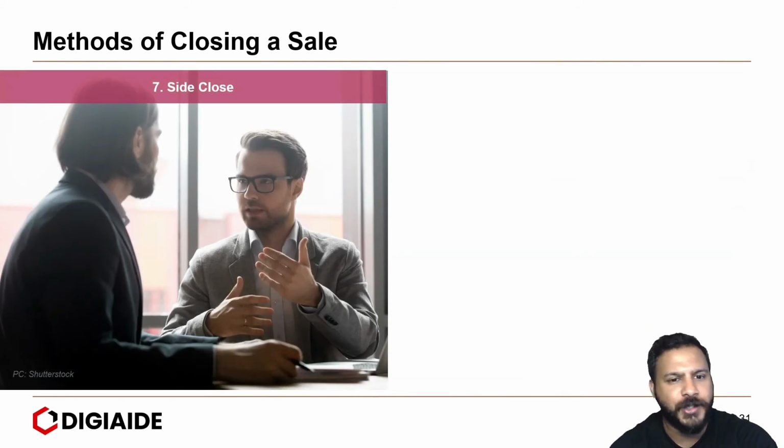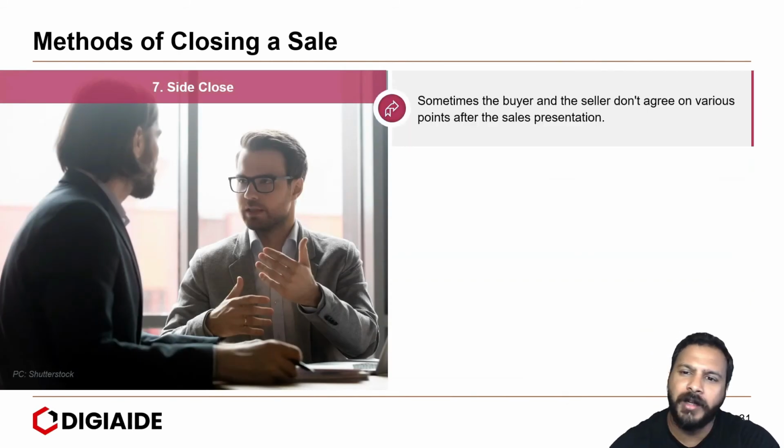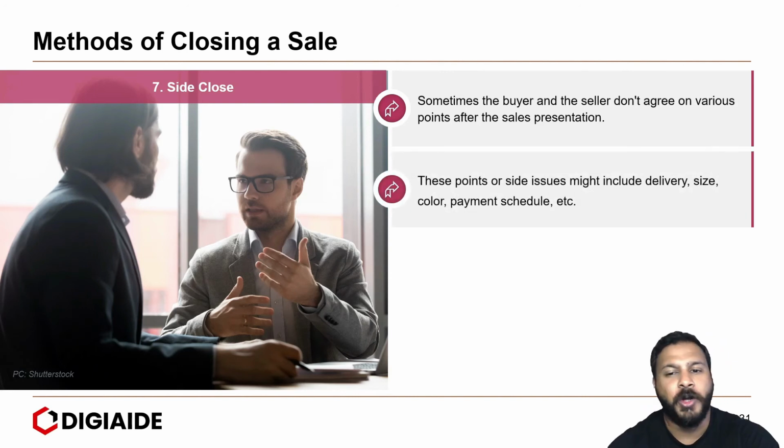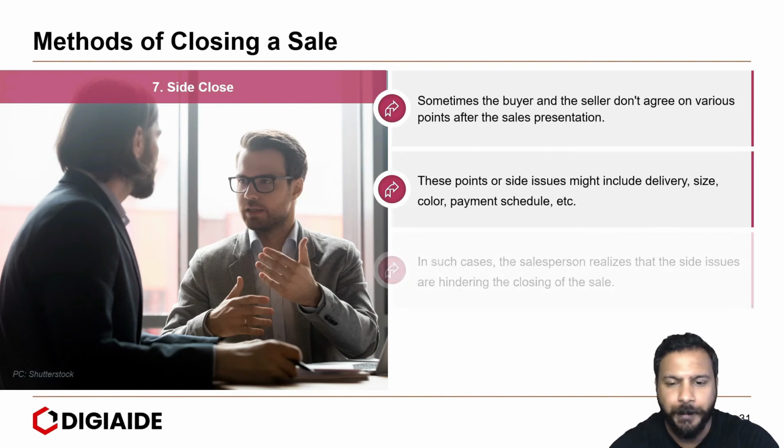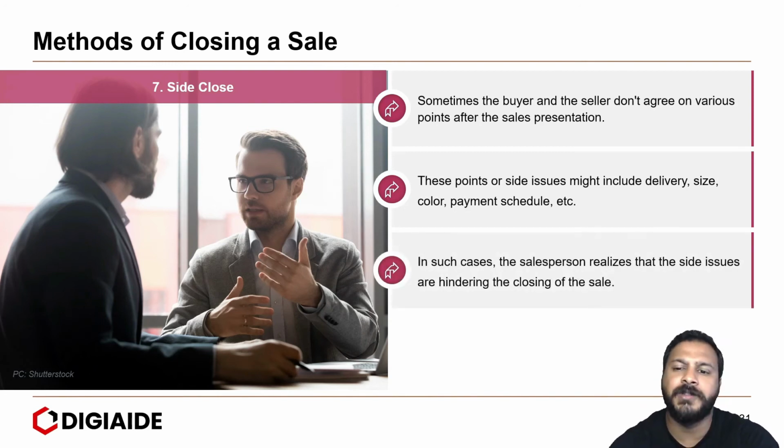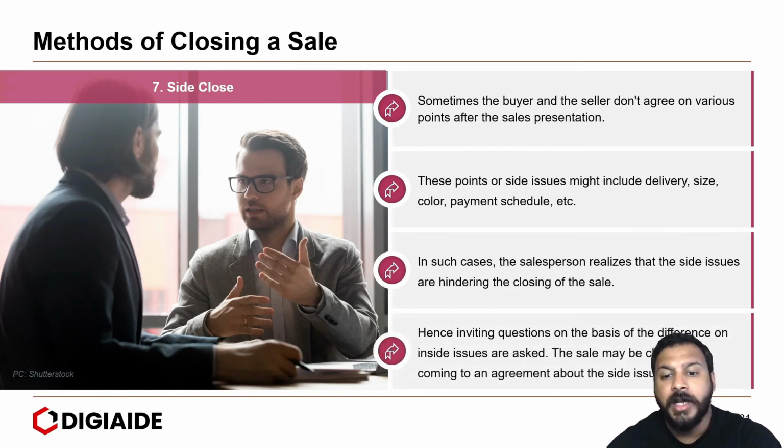At number 7 is your side close. Sometimes the buyer and the seller don't agree on various points after the sales presentation. These points or side issues might include delivery, size, color, payment schedule, etc. In such cases, the salesperson realizes that the side issues are hindering the closing of the sale. Hence, questions inviting the prospect's views on the differences on side issues are asked. The sale may be closed after coming to an agreement about the side issues.